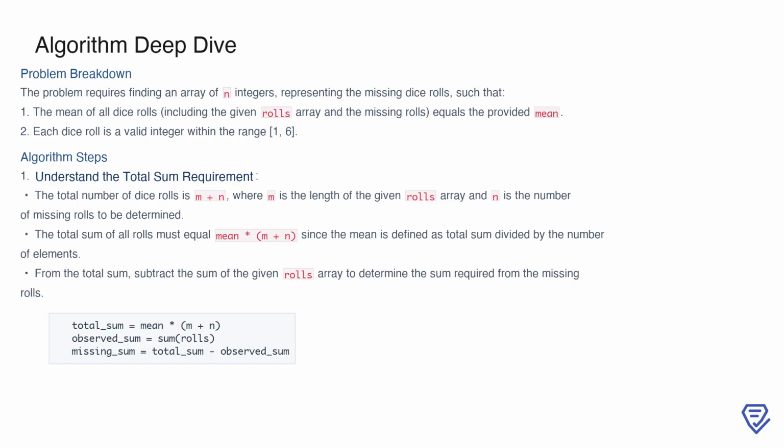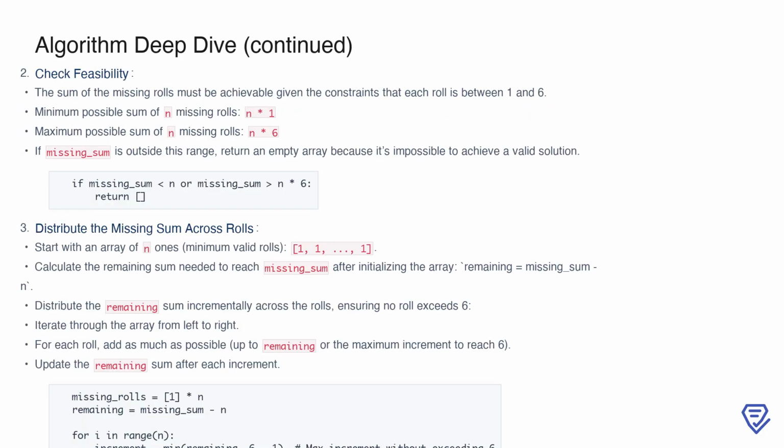Next, we need to verify whether it's even possible to achieve the required missing_sum with the given constraints. Since each dice roll must be between 1 and 6, the minimum possible sum for n rolls is n*1, and the maximum possible sum is n*6. If the missing_sum falls outside this range, it is impossible to construct a valid solution, and we should immediately return an empty array.